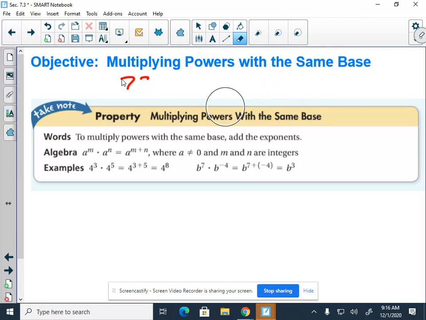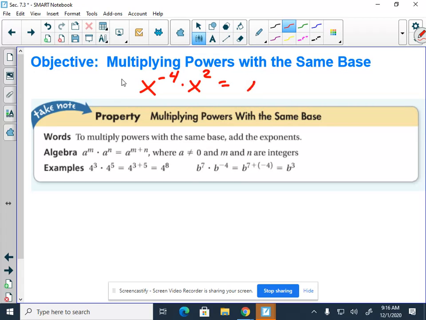Now we had some different things in there that we reviewed from lesson 7.1. For instance, x to the negative 4 times x to the 2. If we add the exponents, it's negative 4 plus 2. It's x to the negative 2, but we don't leave it as x to the negative 2. We write it 1 over x to the positive 2. We move it down. That's what we learned in section 7.1. We don't leave negative exponents.